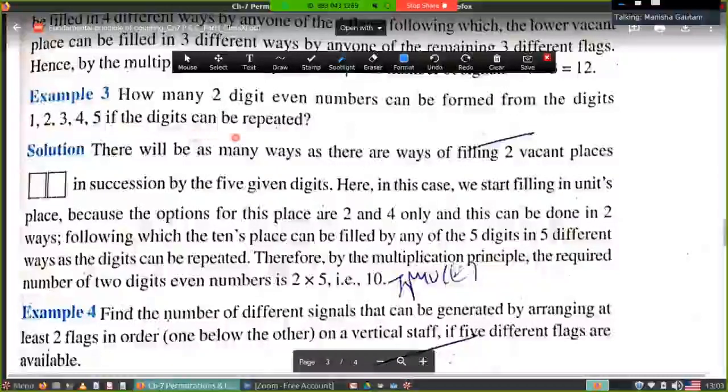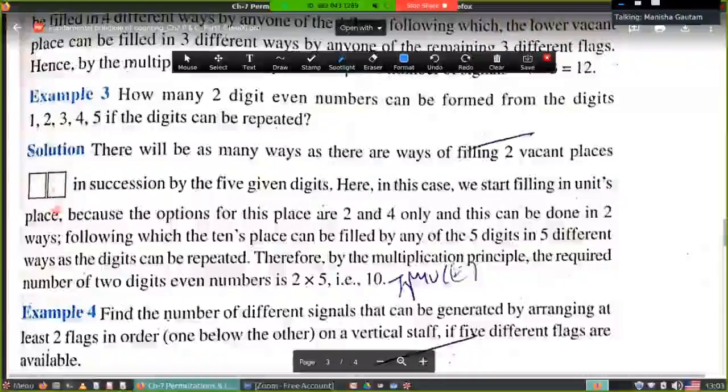If the digits can be repeated, okay. And the second condition is that the number should be an even number. You have to fill 2 numbers in 2 boxes. To check whether the number is even, the condition is that the ones place digit will be filled by an even number. Then the number you get will be an even number. Okay, this is the condition.